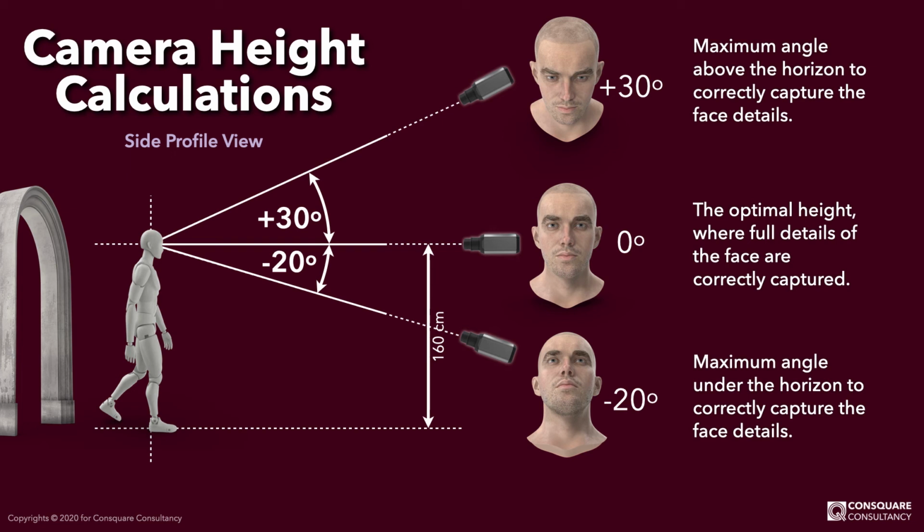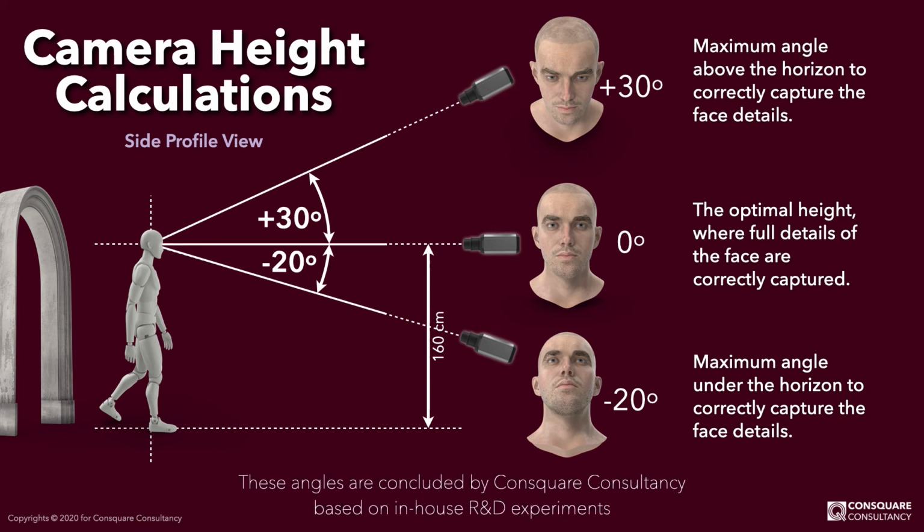Actually, exceeding these two limits of plus 30 degrees and minus 20 degrees will result in missing essential characteristics of the face, which will result in a reduction of the identification certainty. These angles are concluded by ConSquare Consultancy based on in-house research and development experiments.